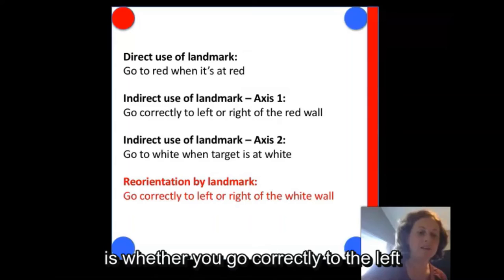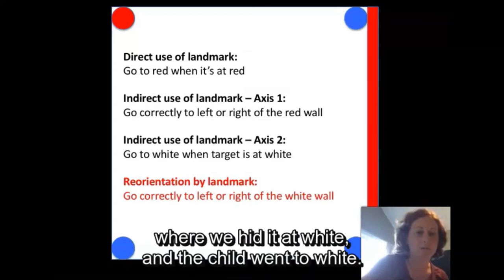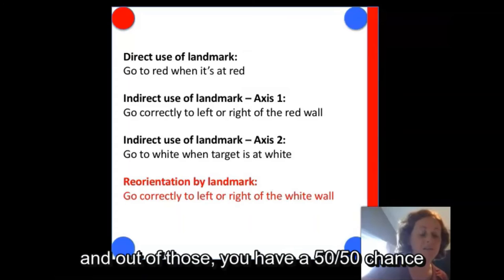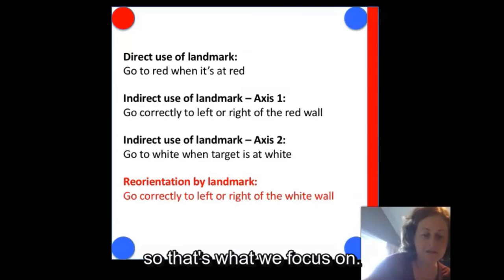And the way we measure it is we take only the trials where we hid it at white and the child went to white, however many trials there are, and out of those you have a 50-50 chance of going correctly to the left or right sides. So that's what we focus on.